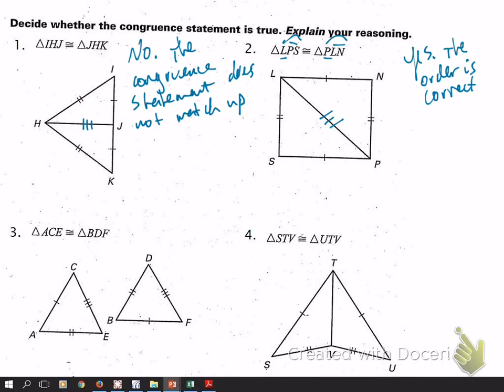All right, try 3 and 4. Are the congruence statements correct? Make sure that the triangles are congruent first. Stop the video, start it back up, and see how you do.